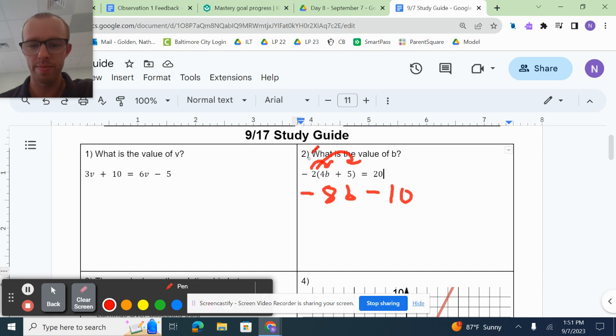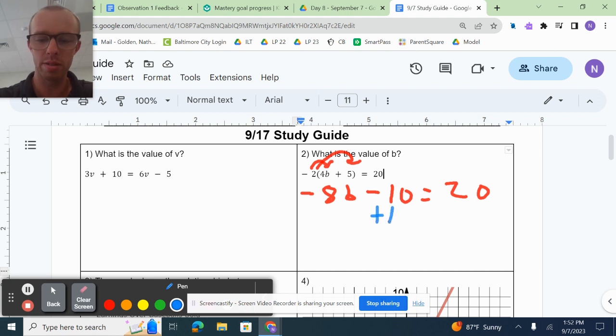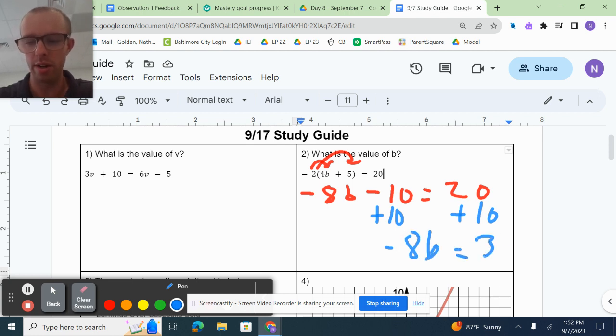So I distribute: negative 8b, negative 10 here, equal to 20. And again, now I did my first step, I distributed. I have a two-step equation. We have to be able to solve two-step equations in Algebra 1. So if you need help with this, please let me know. To get rid of a minus 10, you add 10. You get negative 8b equals 20 plus 10 is 30.